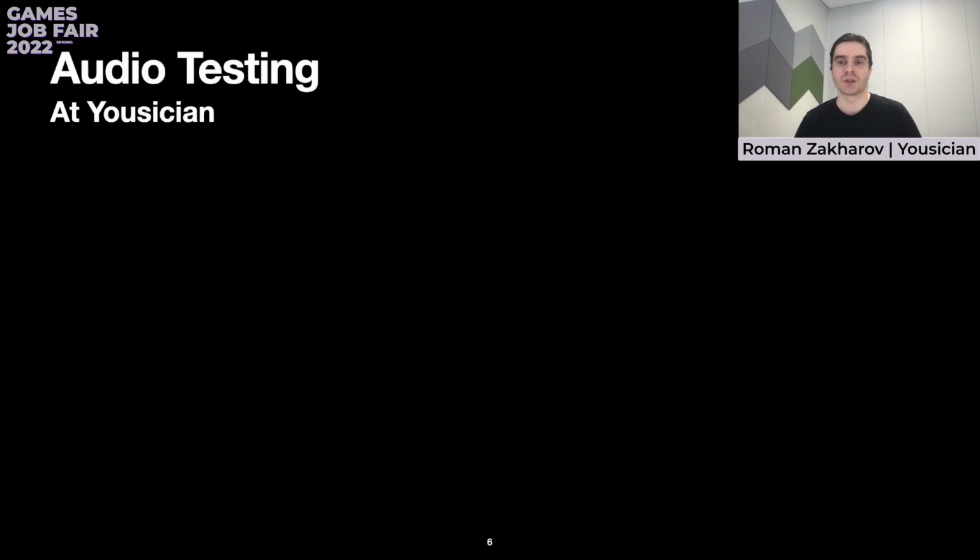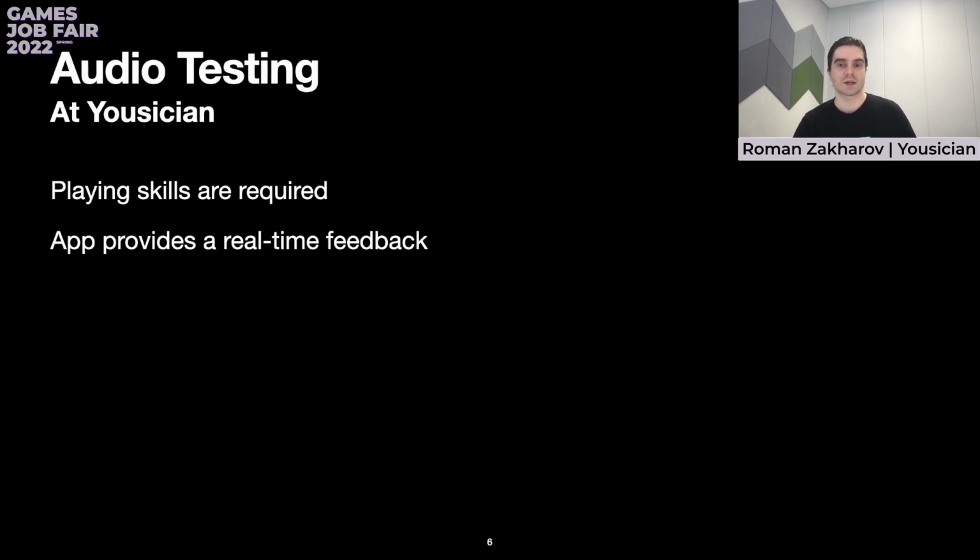Our app features bring another layer of challenges. First, playing skills are required to test things properly. Next, the app provides real-time feedback and expects notes and chords to be played at the right time. Finally, multiple supported platforms, 5 instruments to choose, and hundreds of songs available in the catalog make regression testing critically cost inefficient. In this talk, I will tell you how we simplify manual audio testing and set up automated UI tests.